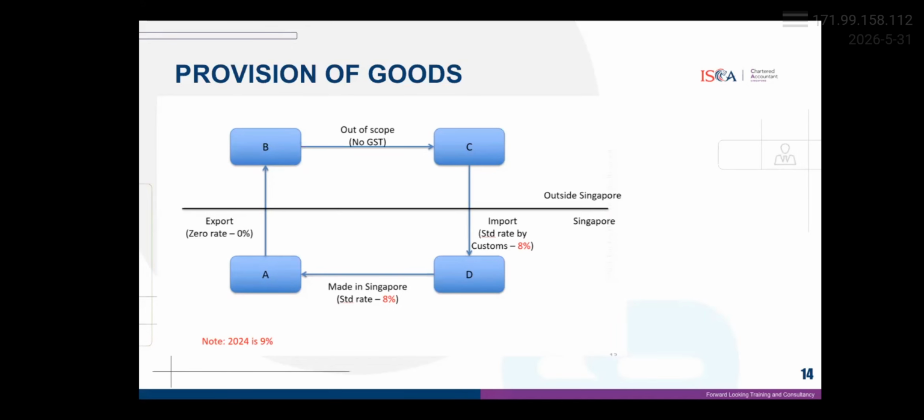Lastly, when D sells the goods to A, where D is in Singapore and A is in Singapore, the beginning location of the goods is in Singapore, and the ending location of the goods is also in Singapore. In this kind of situation, this transaction is made in Singapore and standard rated 9% applies. So, in a nutshell, when we look at the provision of goods transaction, we tend to follow the location of the goods at the beginning and at the end to determine the type of supply in general.